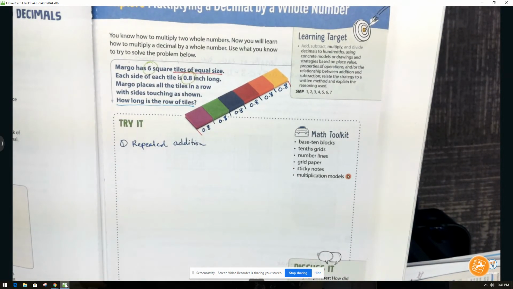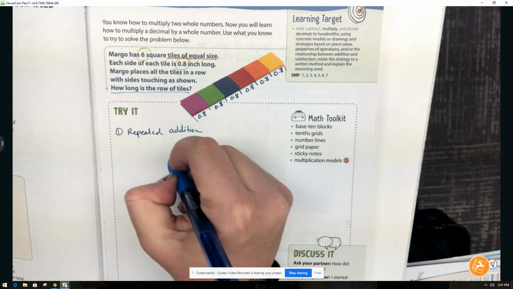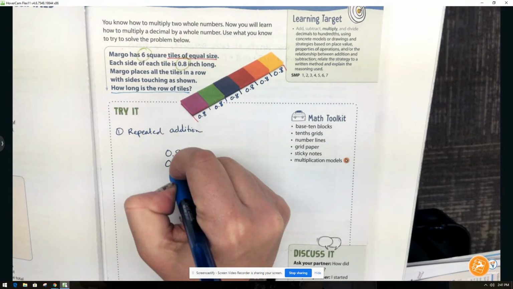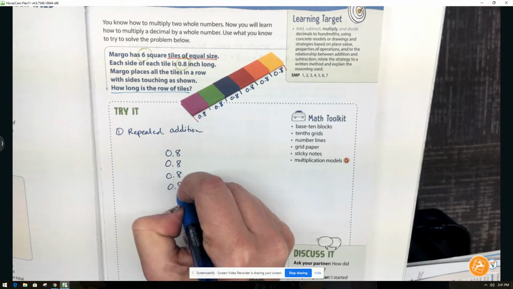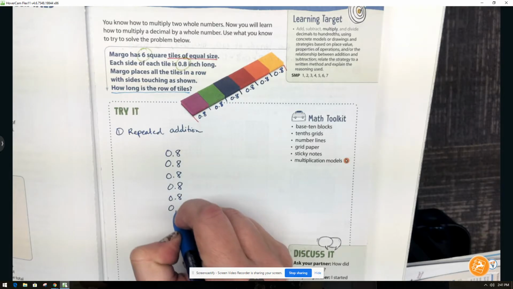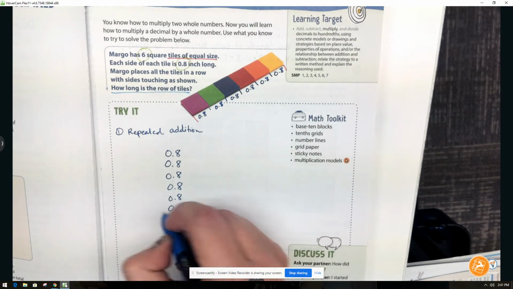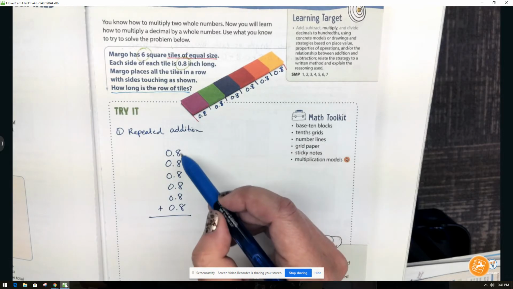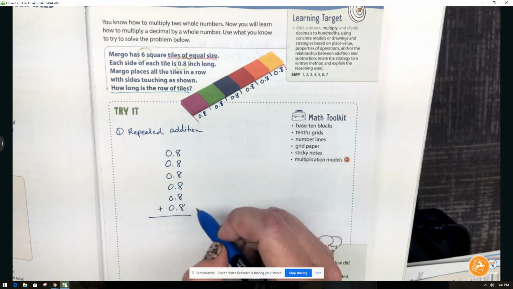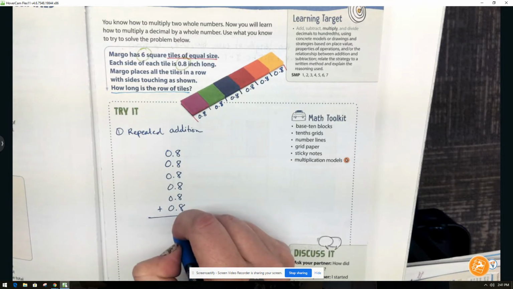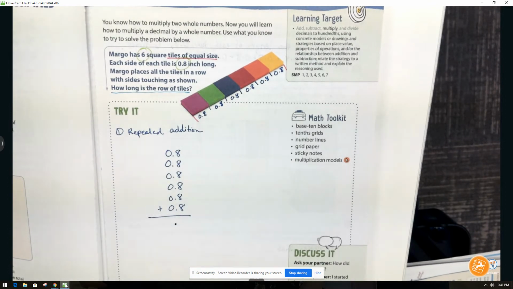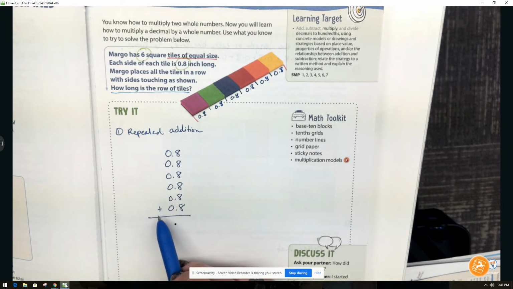If you can ever use that strategy, it's actually a perfectly acceptable strategy to use, and it might be the way for you to go. So if we look here and we add 8/10, we're going to add it 6 times because we have 6 tiles: 1, 2, 3, 4, 5, 6. Remember, when we add using decimals, and this is only when we add and subtract using decimals, our decimal comes straight down. It's going to be a little bit different as we move on over the next couple of days with multiplying decimals. But for now, since we are adding decimals, the decimal just comes straight down.